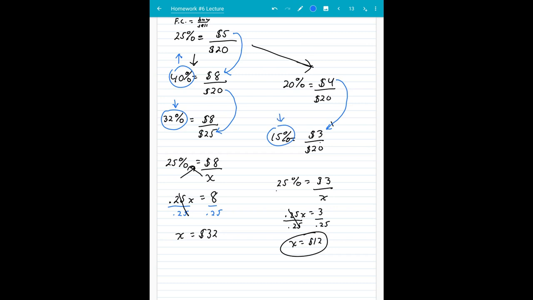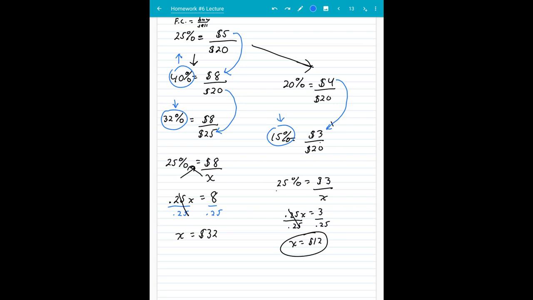So increase on top increases percent. Decrease on top decreases percent. So they're the same, meaning they're a direct proportion. If one increases, the other increases. The other one's the bottom. If you increase the bottom, it decreases the percentage. That's called an inverse proportion. With one increase, the other one decreases.